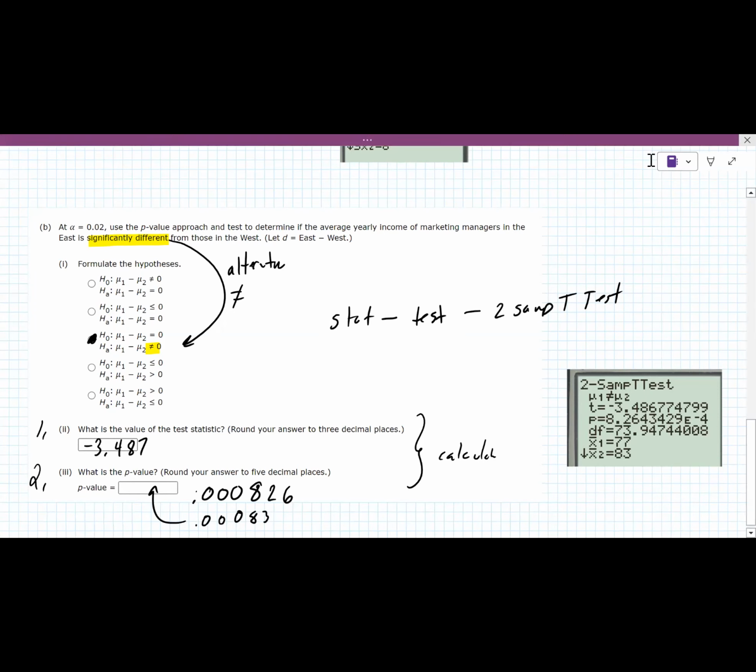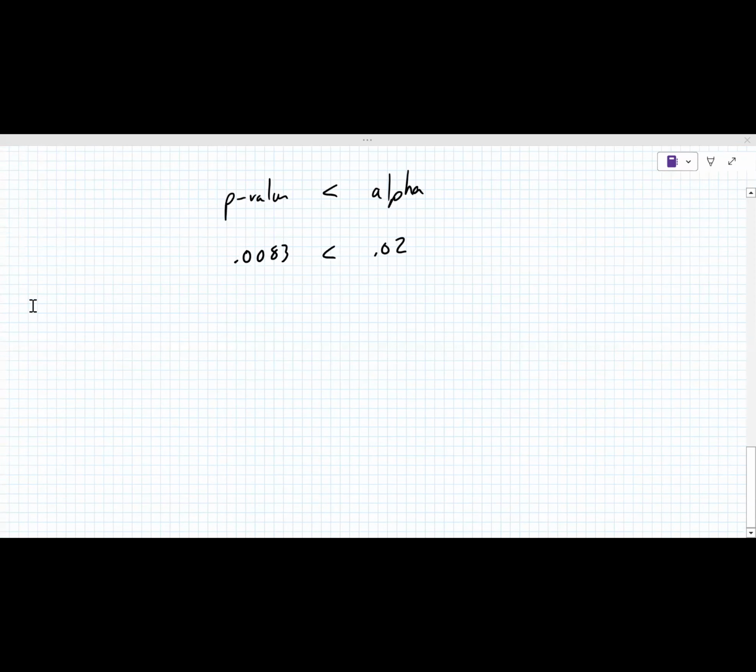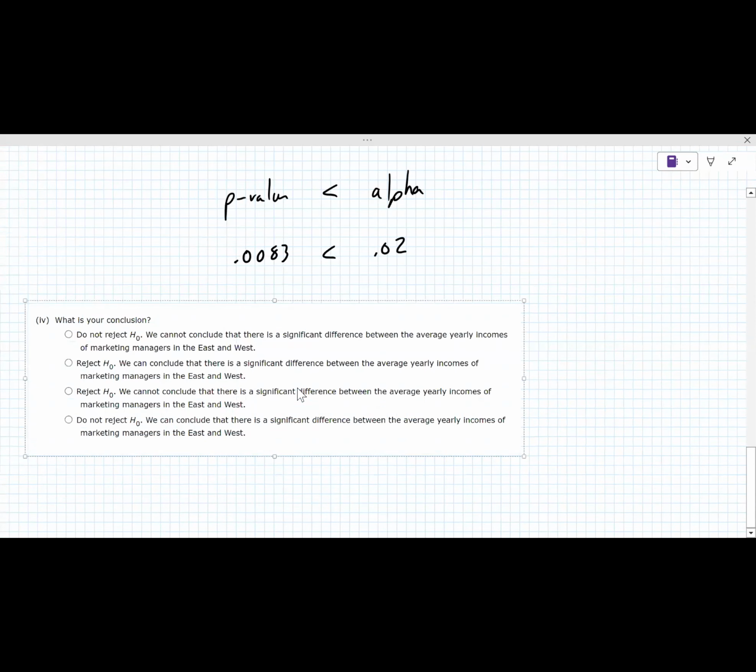Now this is the important thing for the whole course, which we've talked about over and over again. If the p-value is less than alpha, then it rejects. Yes, 0.00083. Is that less than 0.02? Yes, it is. So you reject H0. So when you're looking at the next answers, you're looking for the one that says reject. And there's two that say that. There it is. So you can get rid of do not reject.